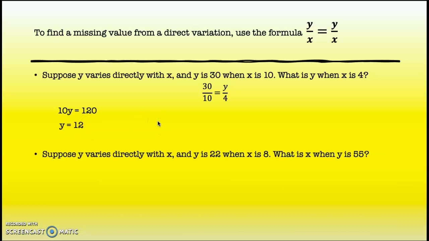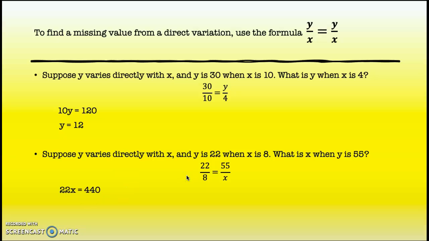Okay, so suppose y varies directly with x, and y is 22 when x is 8. What is x when y is 55? So again, we take our equation up here, y over x equals y over x, and we plug it in. So it said if y is 22, x is 8. Okay, and when that happens, what is the x when y is 55? So I rewrite it, and I plug in my information that was given. Now again, it's a proportion. It's a fraction equal to a fraction. So we're going to cross multiply.